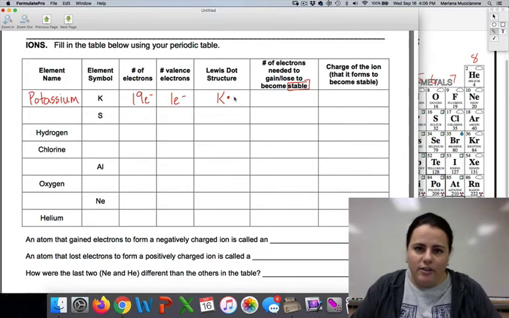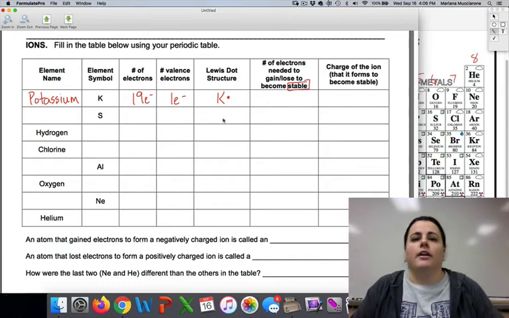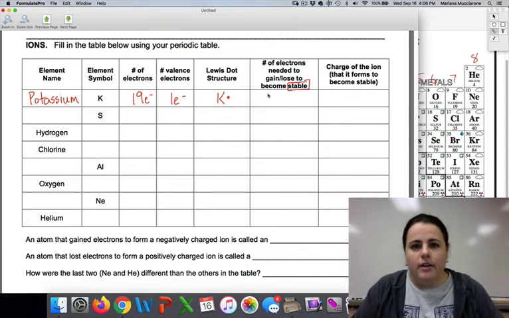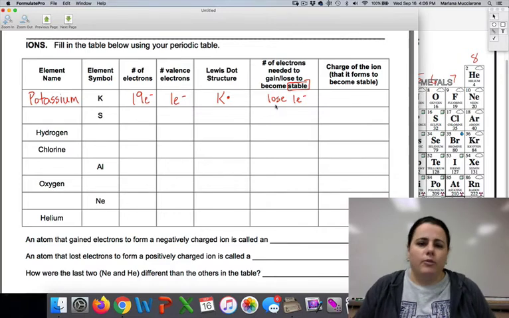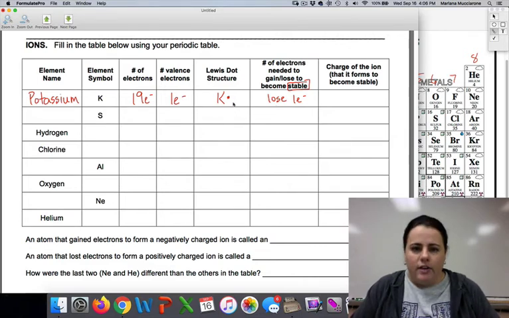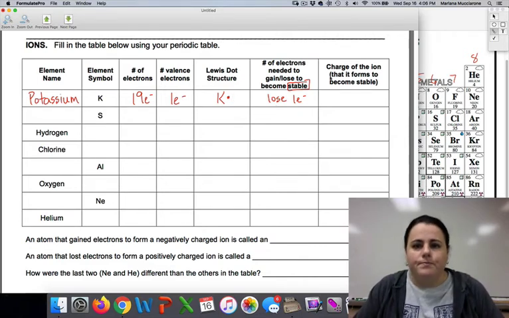Which one do you think is easier? It's always the lesser one. So in this case, it's much easier for potassium to get rid of 1 and lose 1 than it is for it to find 7 more. So I'm going to write down it loses 1 electron. The chemistry and physics behind that, you'll learn in chemistry next year, dealing with electronegativity and such, but that's an easy way to figure it out.